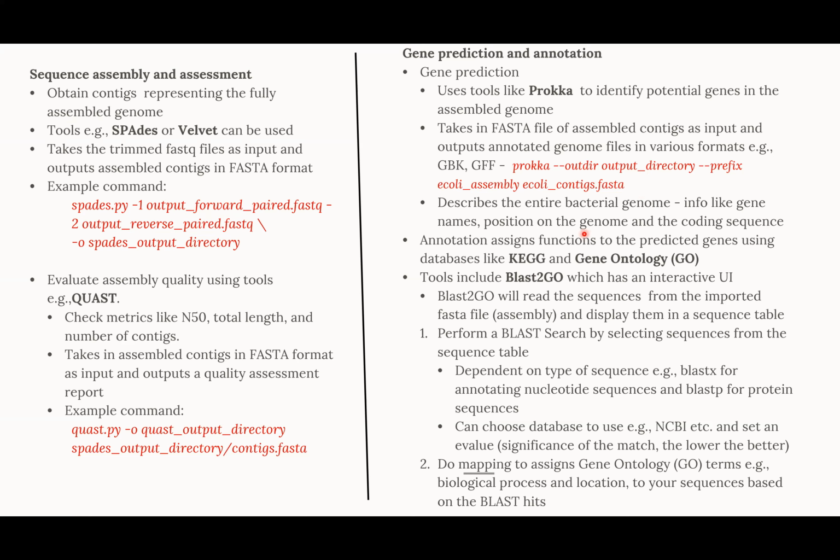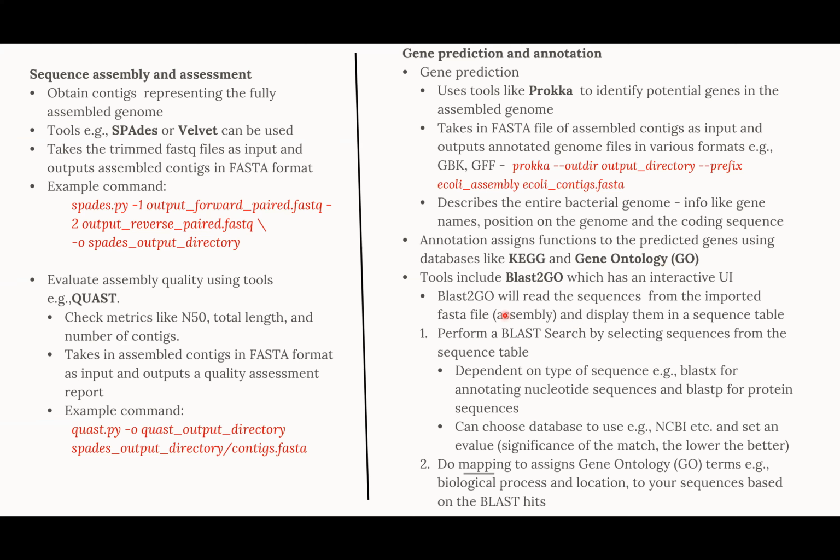And then next you will do annotation. This means that now that you know what genes you have, you want to find out their functions. So you can use a database like KEGG or Gene Ontology. The tools that are used include BLAST2GO, which usually uses the Gene Ontology database, and it has an interactive UI. So here you don't need coding knowledge.